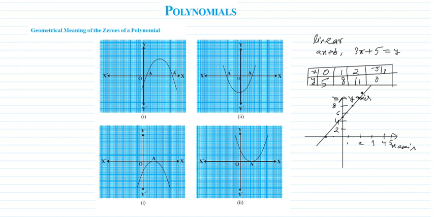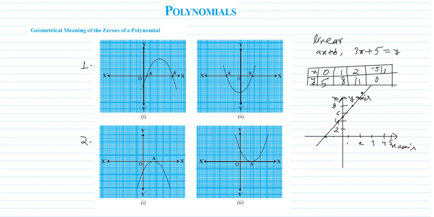Okay, now the graph of the quadratic polynomial is already given to us. In the first graph, the graph is cutting the x-axis at 2 points, so it will have 2 roots or 2 zeros, and the value of the quadratic equation will be 0 at these 2 points. Similarly here in this case as well we will have 2 roots.